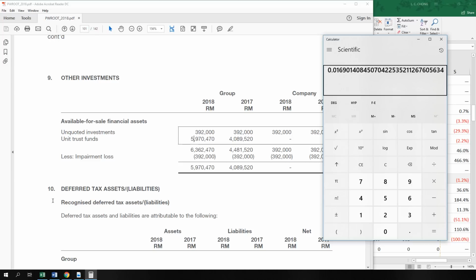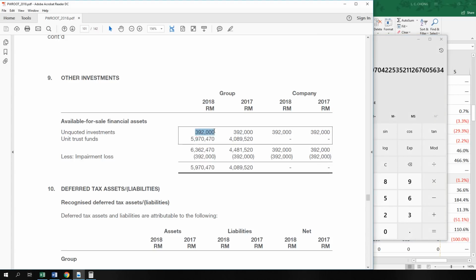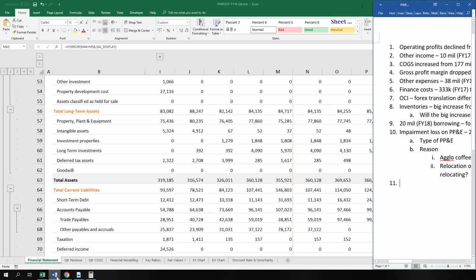Alright. But something strange though. You see, unquoted investment 392,000. Impairment loss 392,000. What is this? I think we have to ask the senior management.